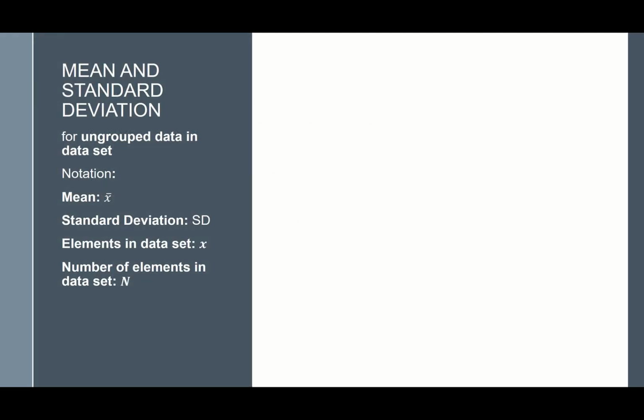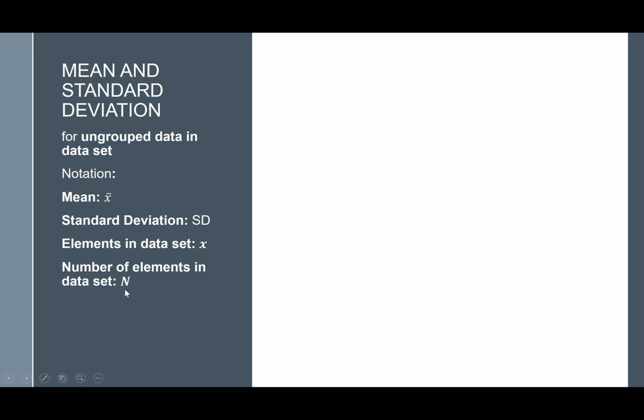Now, before we begin, a few notations for you to recall. First things first, the mean will always be labeled as x bar. The reason why it's called an x bar is because there's a bar on top of an x. Standard deviation will be labeled as SD, quite straightforward there. Elements in the data set will be labeled as x in the formula, but of course, the question itself can use other variables such as t to mean time and so on. And the number of elements in the data set is known as n.